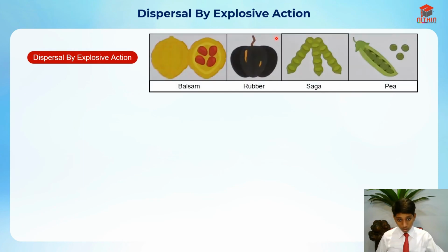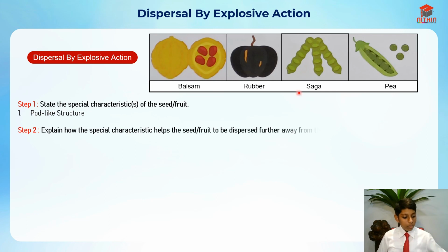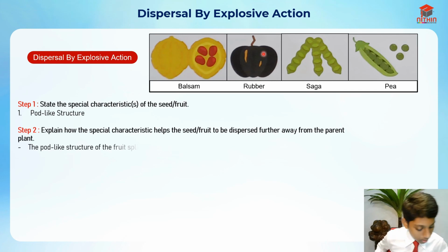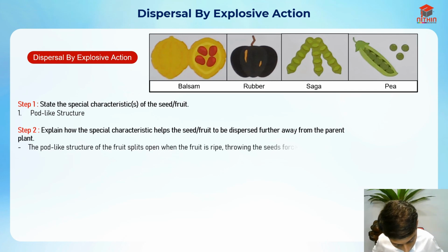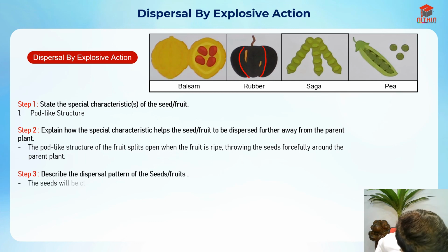So if you don't understand this yet, let me explain better now. The balsam is dispersed by explosive action, the rubber fruit, saga, and pea as well. Okay, for step 1, to state the special characteristics. So there's basically a pod-like structure. See, there's a pod-like structure. I can even show you over here. See, it's like in compartments, right?